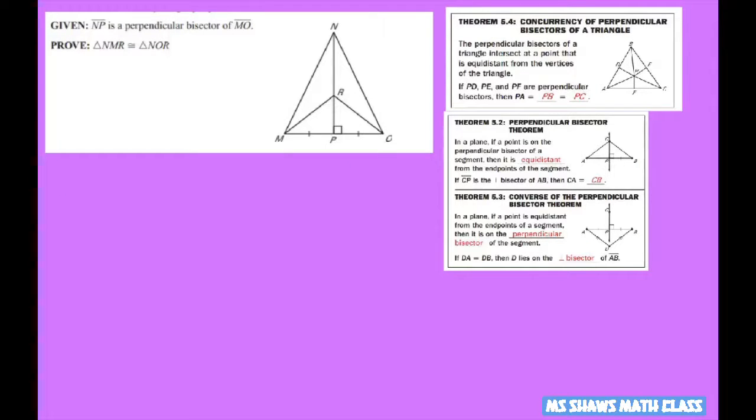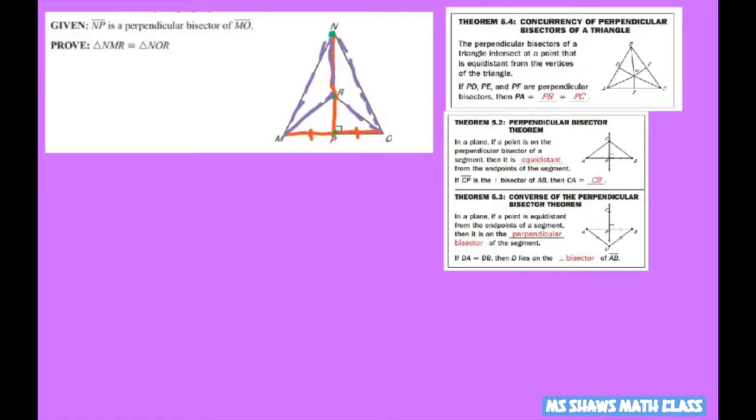Hey everyone, given a line segment MP is a perpendicular bisector, so here's your perpendicular bisector of MO, so these two sides, that means R, N, R, and P are on the perpendicular bisector. So we want to prove that two triangles are congruent. That is NMR. So this triangle we want to prove is congruent to this triangle.